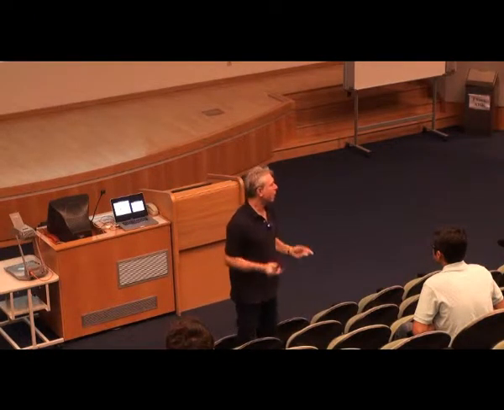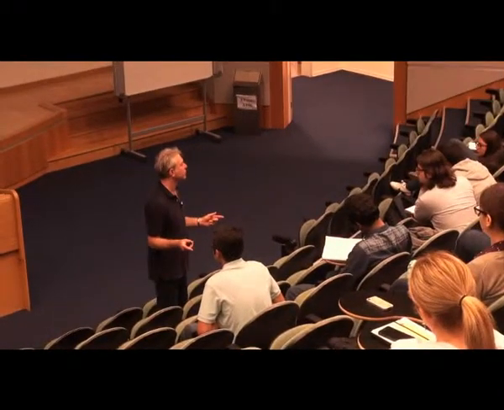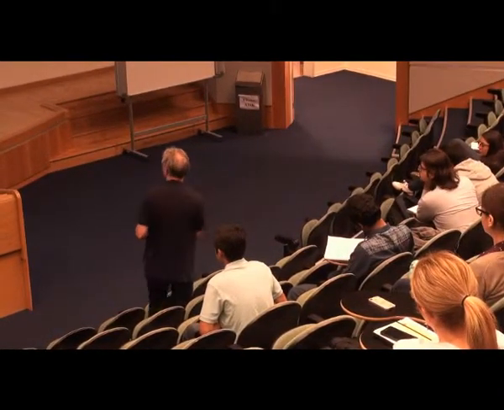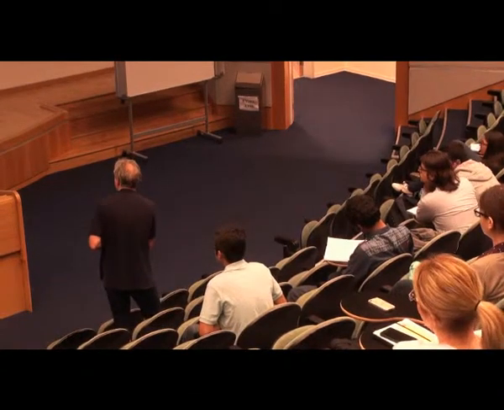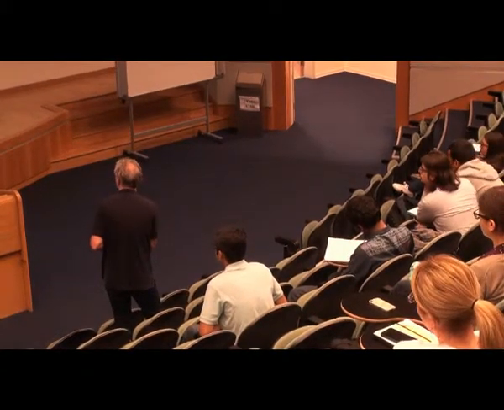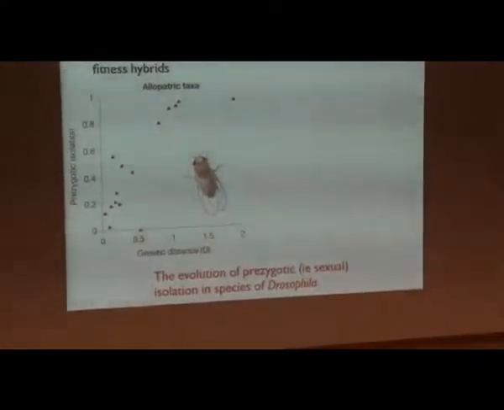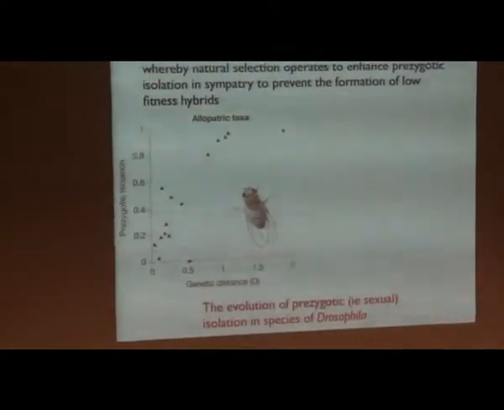So if you have a very recent common ancestor, you have a low genetic difference. If you have a rather older common ancestor, you have a high genetic distance. The genetic distance between humans and chimpanzees is very low. The genetic distance between humans and cows is high. Okay? So this is a measure of the time since common ancestry. And this is a measure of mating discrimination. Now, what does that mean?